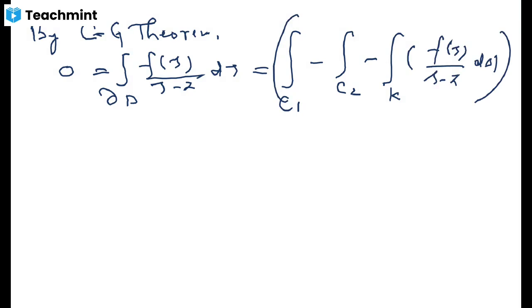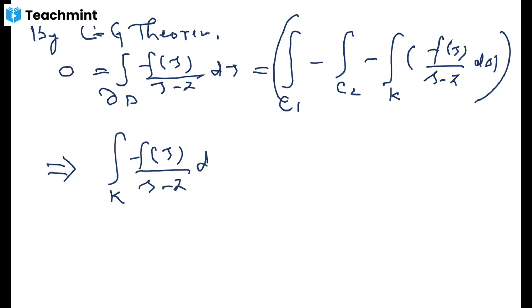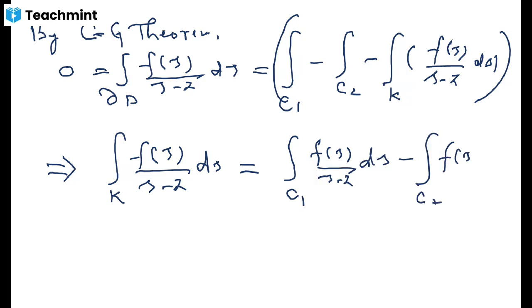Now you further simplify this. According to my requirement, I am taking this integral over k to one side: integral over k of f zeta upon zeta minus z d zeta is equal to integral over c of f of zeta upon zeta minus z d zeta minus, it is c1, and it is minus c2 f of zeta upon zeta minus z d zeta. Okay, right hand side I will keep.